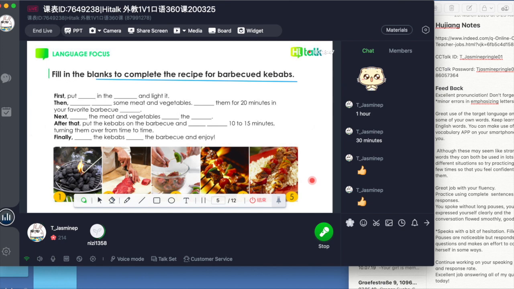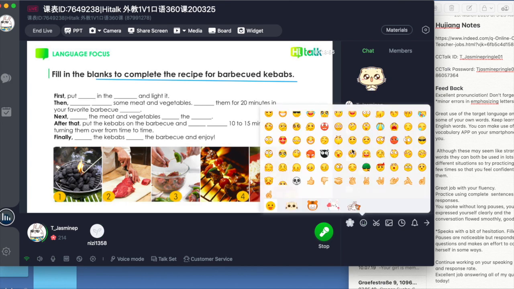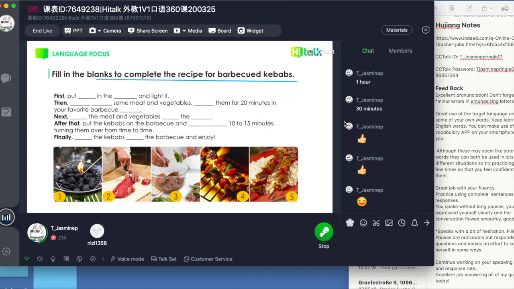And finally, take the kebabs off the barbecue and enjoy. Yes, this is exactly how you can make some kebabs. You were able to tell us step by step what to do. Have you made this before?